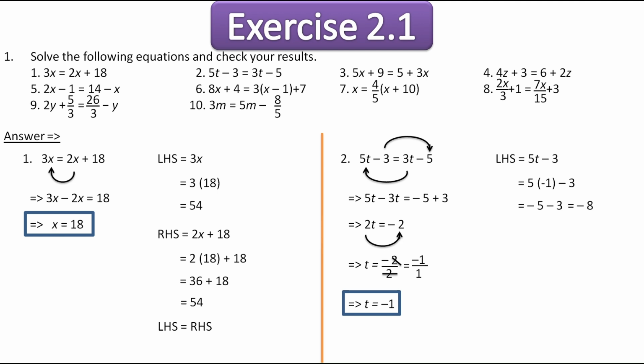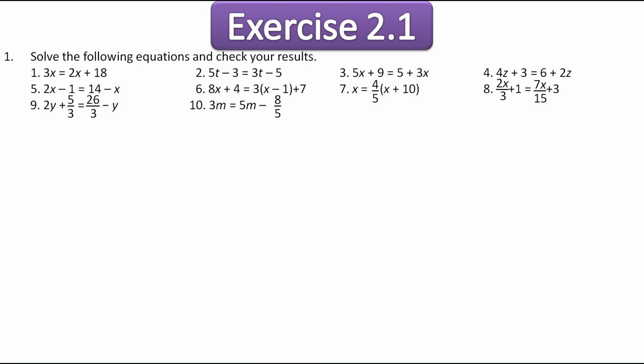Okay. Now let's put the value of t in the RHS part, that is 3t minus 5. So it will become 3 in the bracket minus 1, minus 5. So 3 into minus 1 is minus 3, and minus 5. Minus 3 and minus 5 is equal to minus 8. So we got LHS is equal to RHS. That means our solution is correct. Okay. Now let's move to the next one, that is the third one.